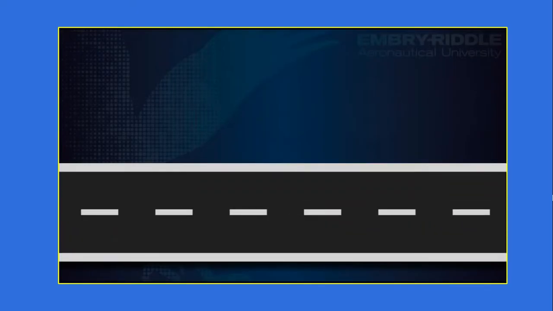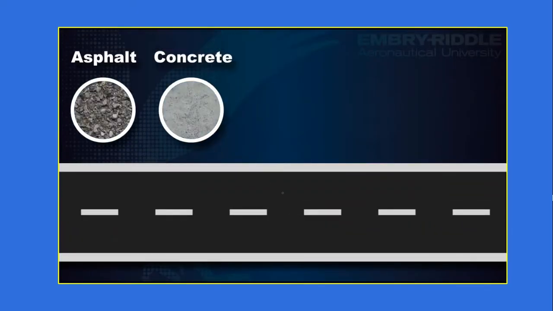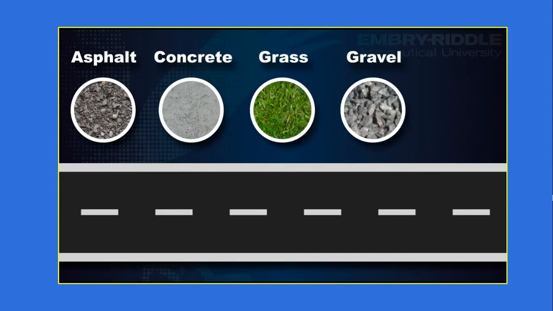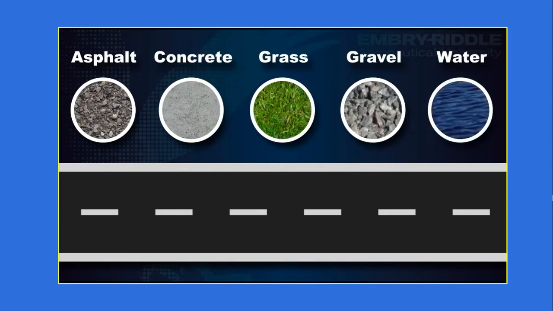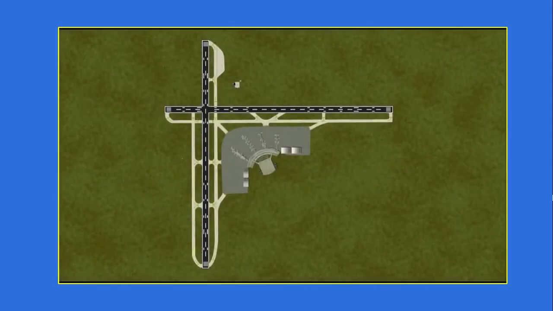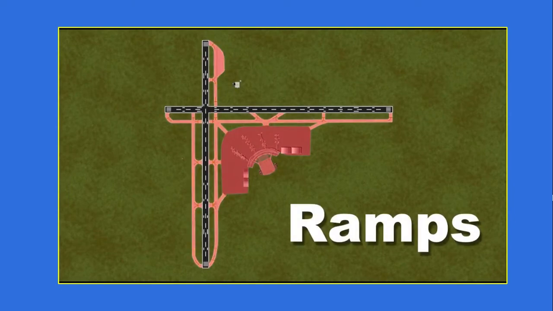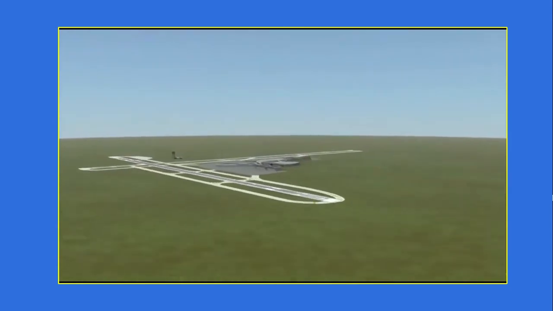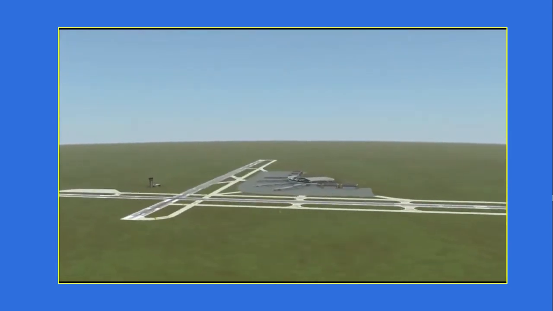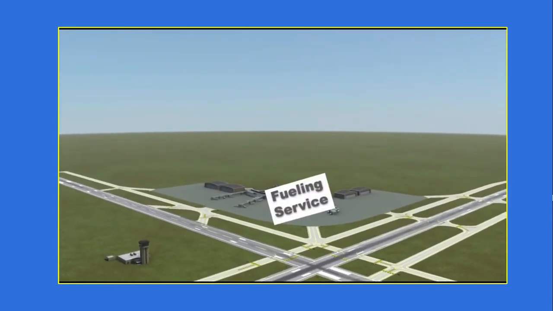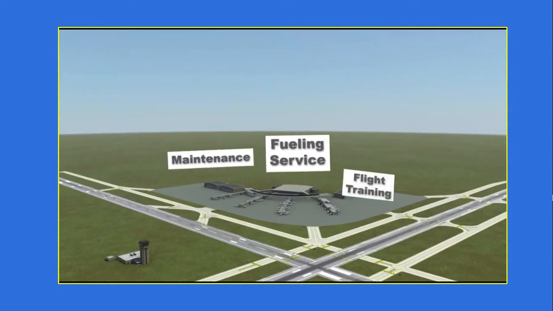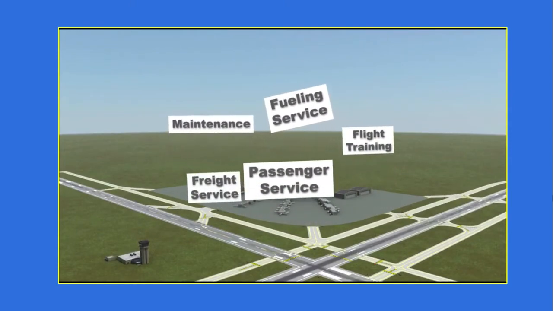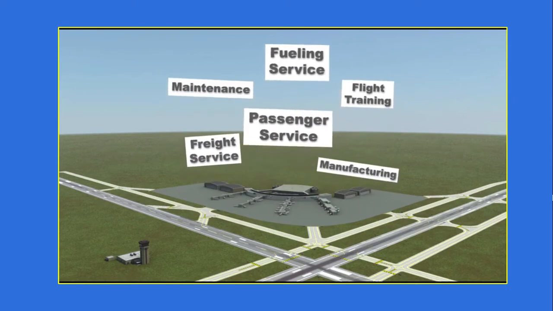Airport landing surfaces can be asphalt, concrete, grass, gravel, or for seaplanes, water. Airports will also have taxiways and parking areas known as ramps. As airports increase in size and usage, they become hosts to aviation businesses that provide fueling service, maintenance, flight training, passenger and freight service, manufacturing, and other related services.